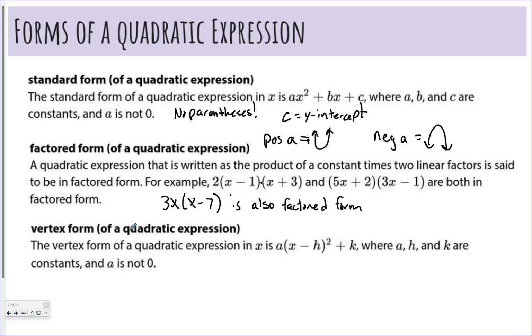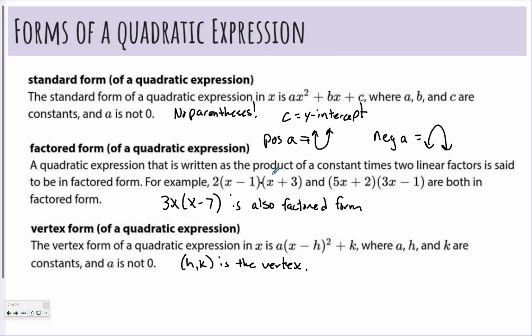Okay, vertex form. The vertex form of a quadratic is this. Now, this is a little bit tricky to see here, but the key with vertex form is the fact that you have one set of parentheses where the entire factor is squared. In this particular case here, h, k is the vertex. So this expression is useful when you know the vertex of the parabola, and that's what h and k will represent.